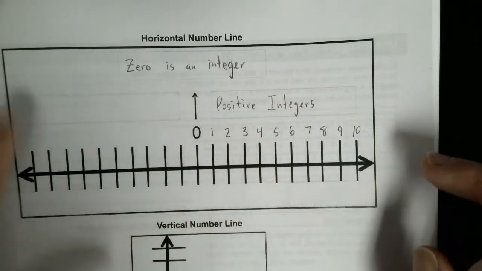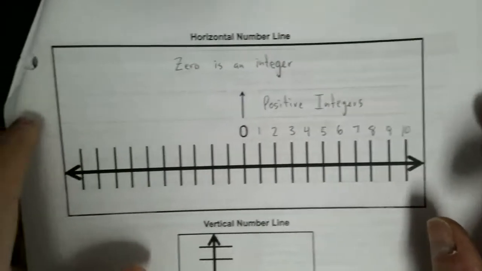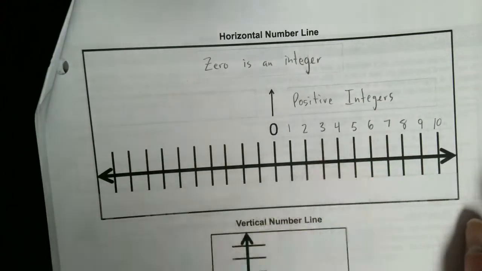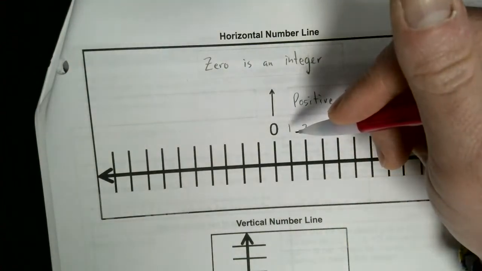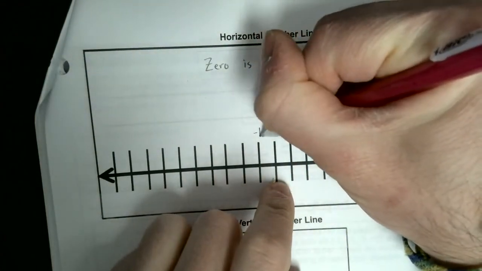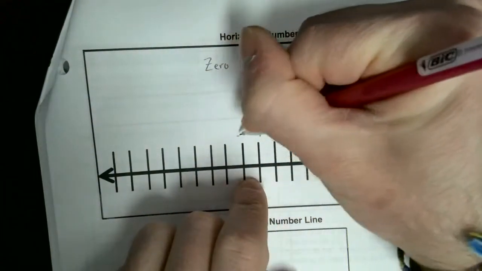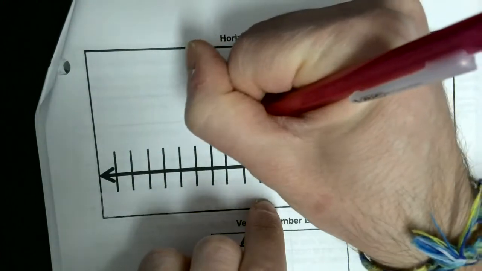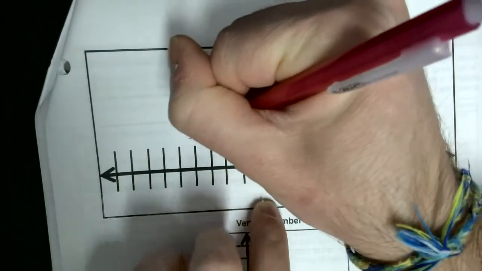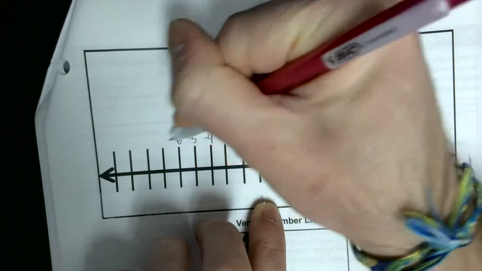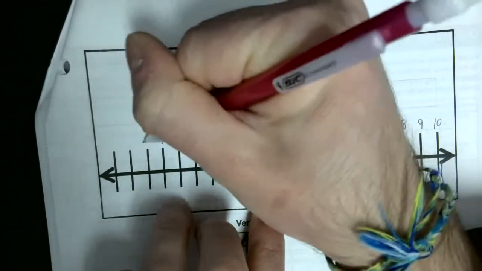Now, the negative integers, you can think of them as the opposites of the positive integers. Like 1 is an integer. What's the opposite of 1? It would be negative 1. What's the opposite of 2? Negative 2. The opposite of 3? Negative 3, and so on and so forth. Negative 4, negative 5.